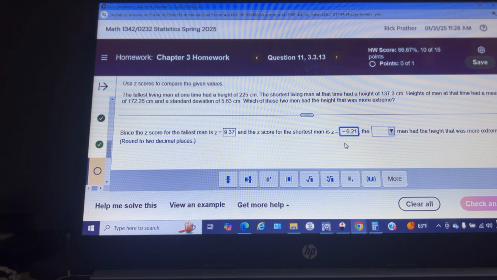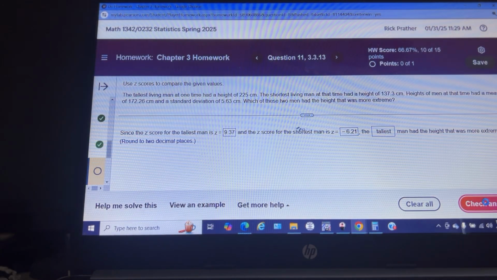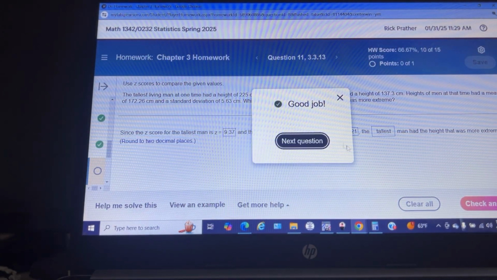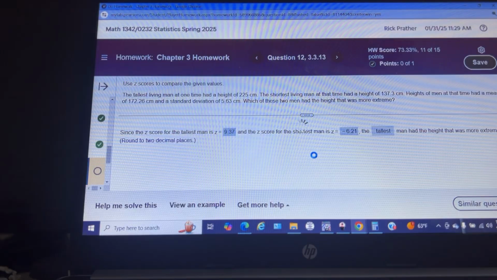The 9 is more extreme than the -6 because we're basically talking about the absolute value. To be 9 for a z-score, you're 9 standard deviations above the mean, whereas with -6, you're 6 standard deviations below the mean. So the tallest man was significantly taller than average than the shortest man was shorter than average. The tallest man was more extreme. That's what z-scores allow us to compare.